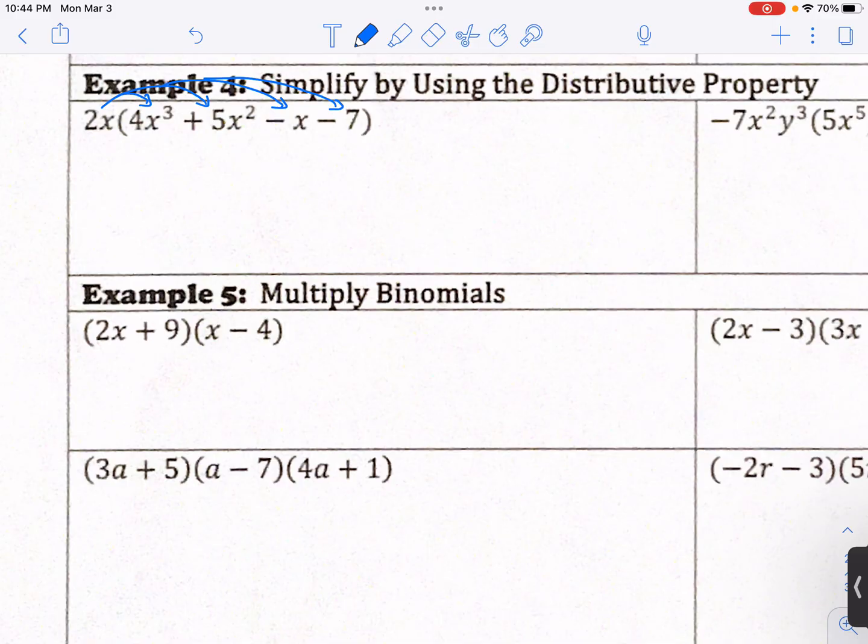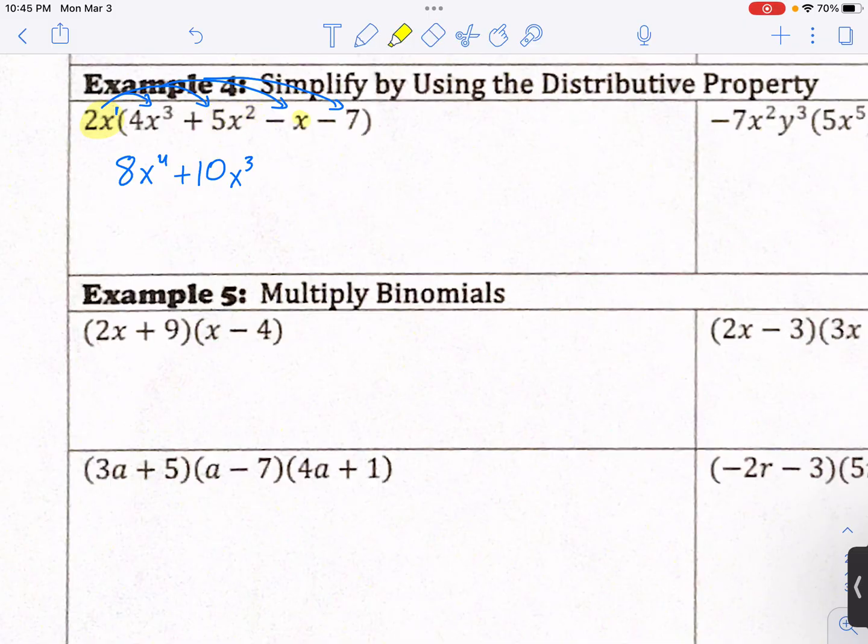So again, this is going to be the product property. We're going to do 2 times 4, which is going to give us 8. And then remember, we're going to add our exponents. So x to the first plus x to the third, that's going to give me x to the 4th. Just like that. Multiply my coefficients, I get 10. Multiplying those, and then I add, I get x cubed.